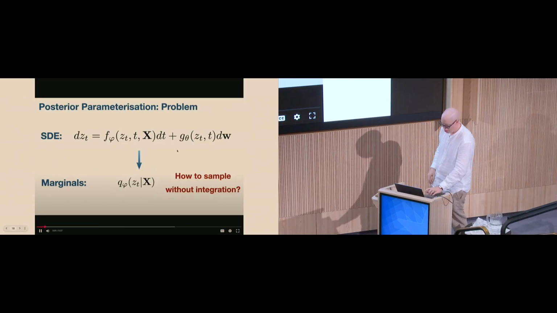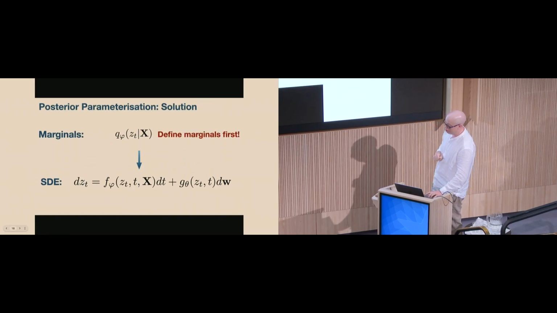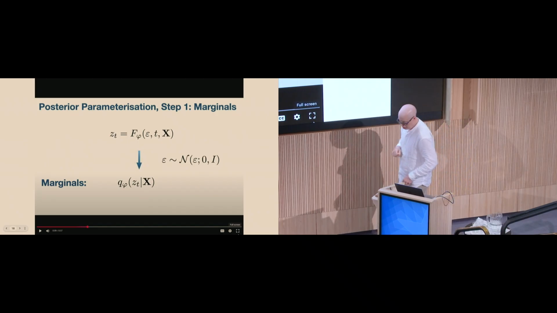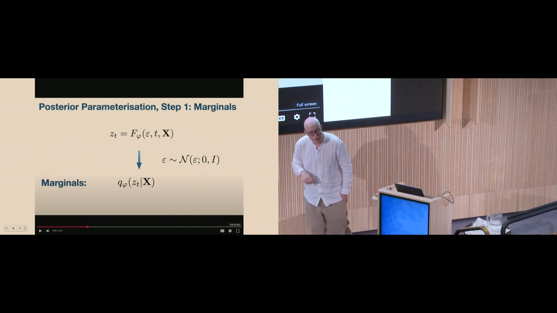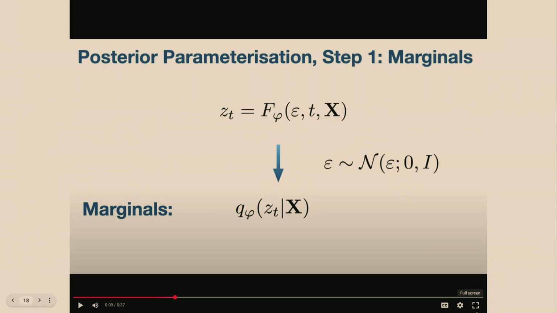So let's see if the video works. Okay, so we start by defining the marginals of our approximate posterior SDE. We'll do that by using a normalizing flow that depends on time t, right? We take some Gaussian random variable, push it through some neural network that depends on t, and that induces a sequence of marginal distributions.